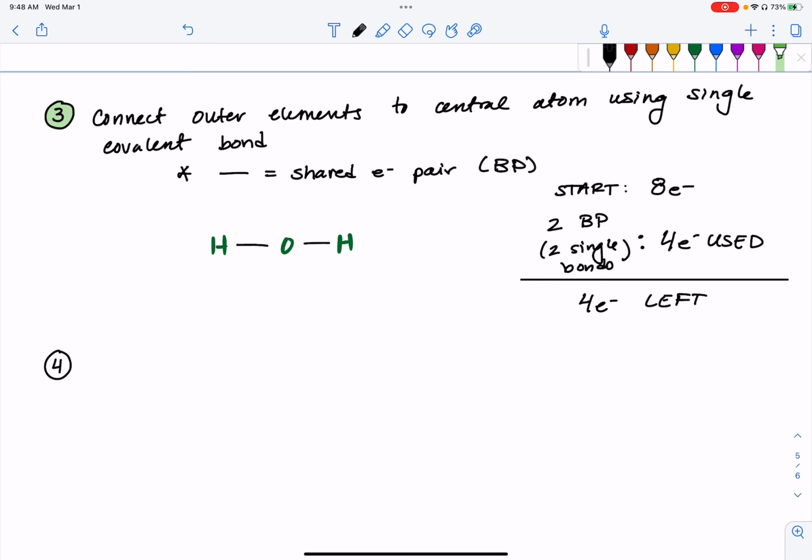So when you're drawing these Lewis dot structures, you need to use all of your available valence electrons, and you cannot use any more than that. You're on a budget, so to speak.